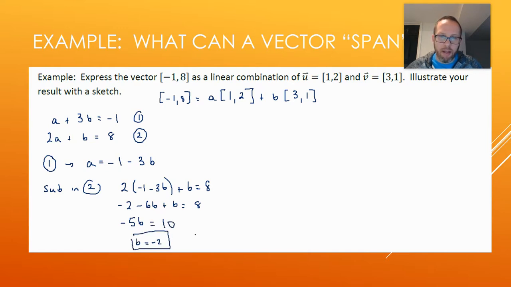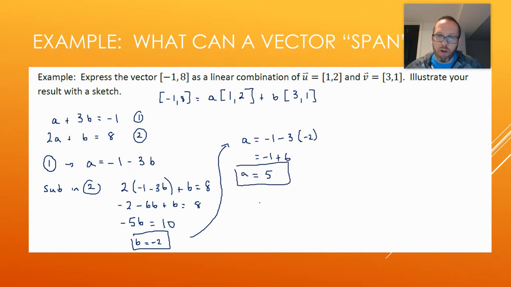And now that we've gotten B, we can sub that back into what we had rearranged for A. A is -1 minus 3 times B, but B is -2. That's -1 plus 6, so A is 5.